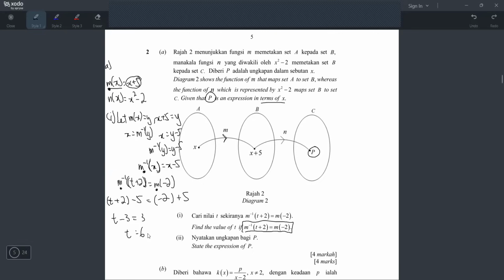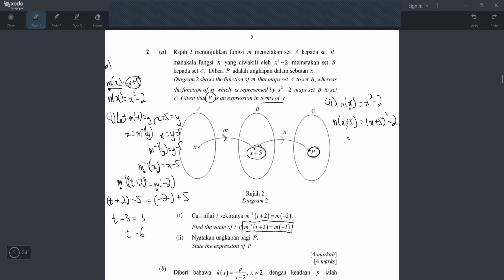Okay, next question, part 2. In part A2, they want you to state the expression of p. This one I told you in the beginning already, how to find p. Use the nx function. I mentioned just now, nx equals x squared minus 2. If I want to find p, I'm finding the image of x plus 5. Do you agree? Because when you are looking at function n, x plus 5 will be the object, p will be the image. It means x plus 5, you just substitute inside the x here and here. So it will become n bracket x plus 5 close bracket equals x squared minus 2. Of course, this x also you have to change to x plus 5.